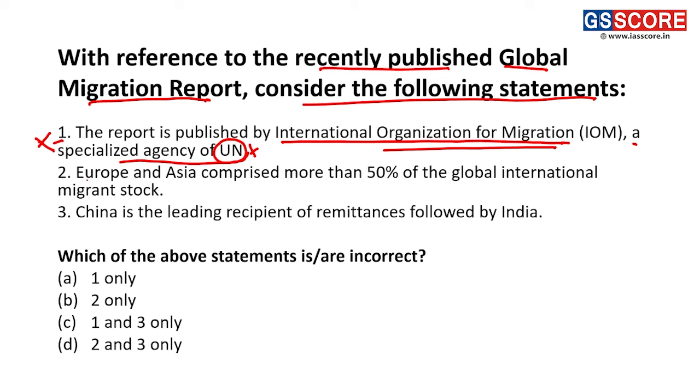Statement 2, Europe and Asia comprised more than 50% of the global international migration stock. Analyzing this statement with a recent report, we can see the regions of Europe, like Romania, then Bulgaria, then USA, UK, then France, Italy, Germany.